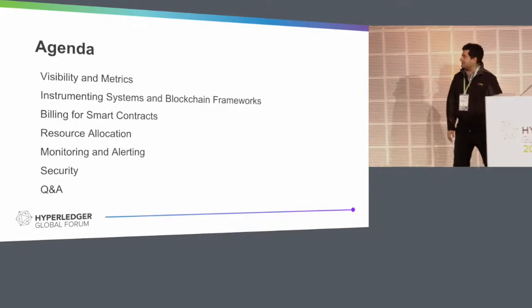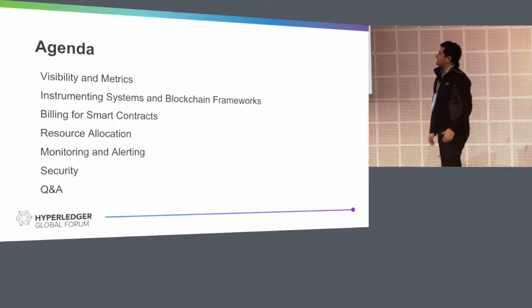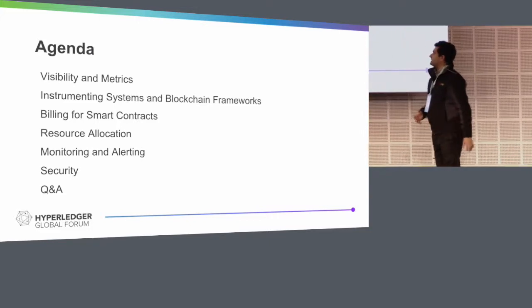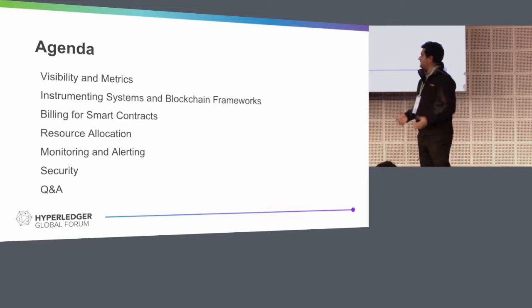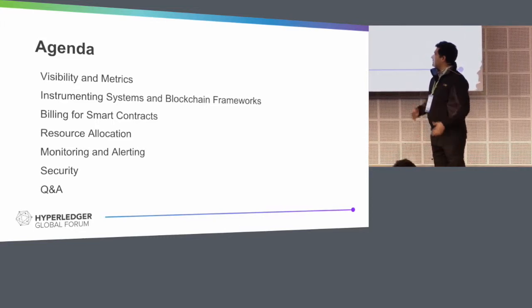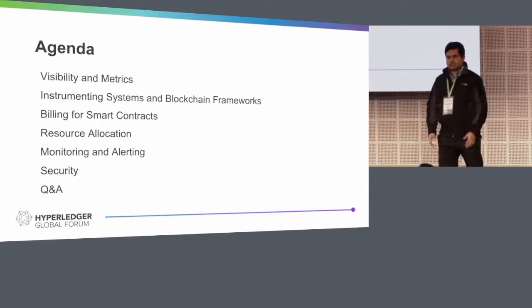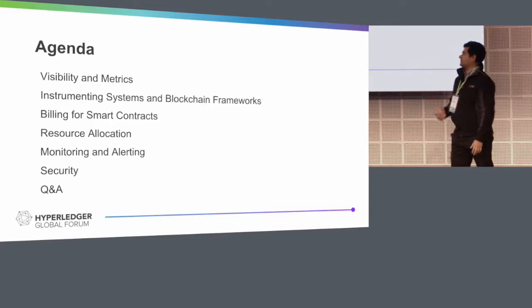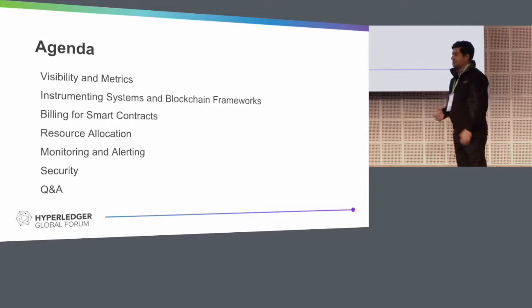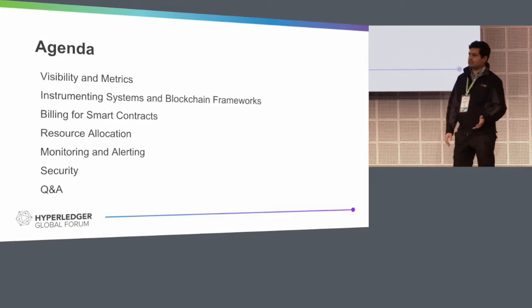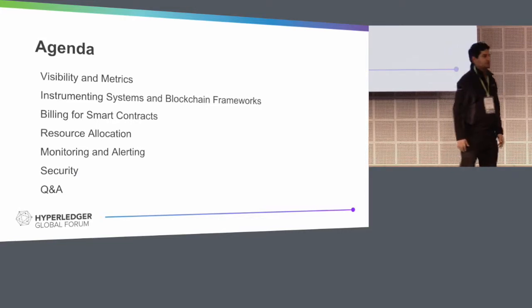The agenda for today is split into the following. First, we'll very briefly visit visibility and metrics. What do they mean? Next, we'll look at instrumentation of systems and blockchain frameworks. After that, we'll talk a bit about billing for smart contracts. And then we'll visit resource allocation, followed by monitoring and alerting, and finally, security.